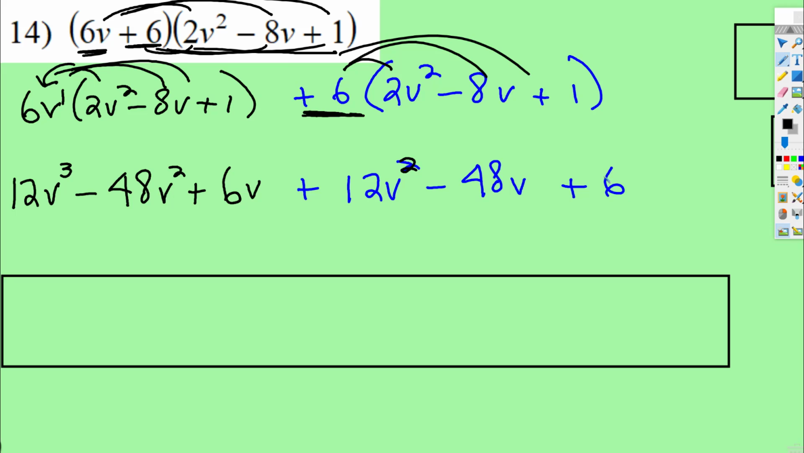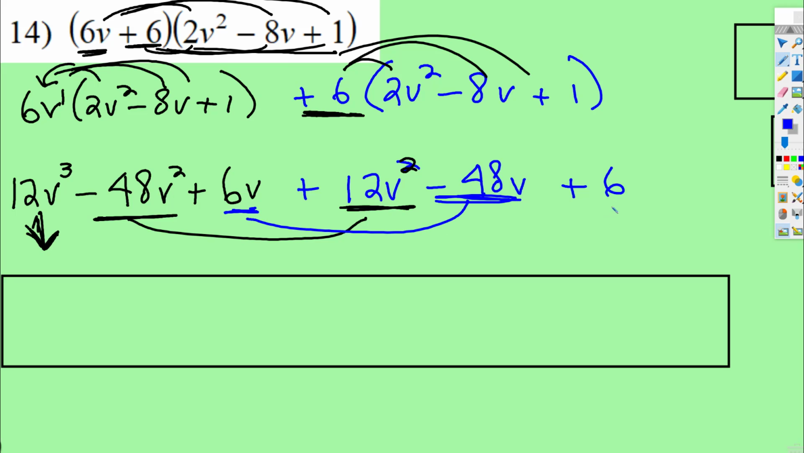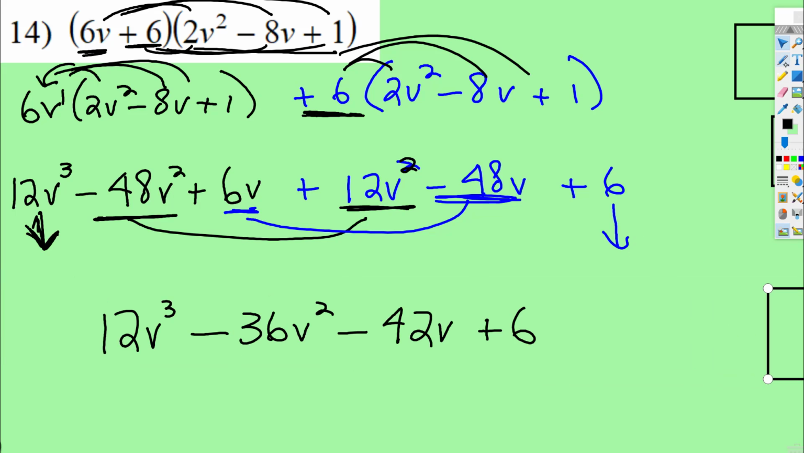And then whatever can be added, there's only one v cubed, so that will come down. But then we have these v squared terms, so those two things can be combined. Then we have 6v and negative 48v. Those things can be combined. And then we have a constant by itself. So we're going to bring all that down.